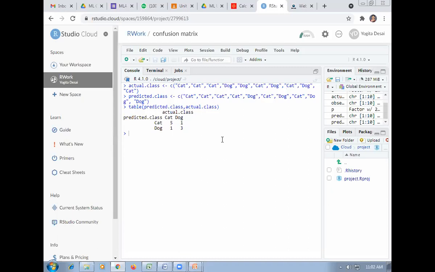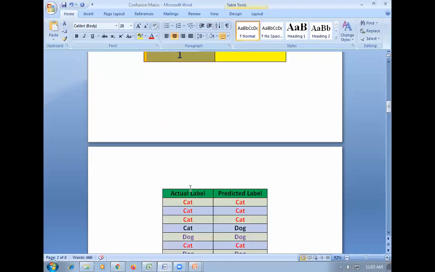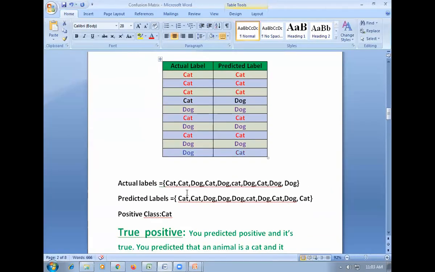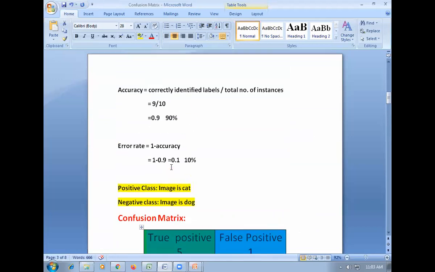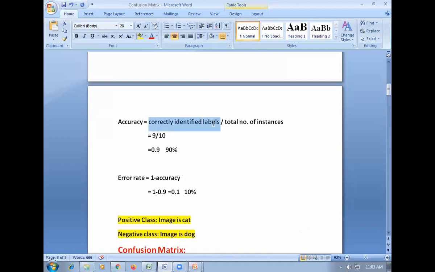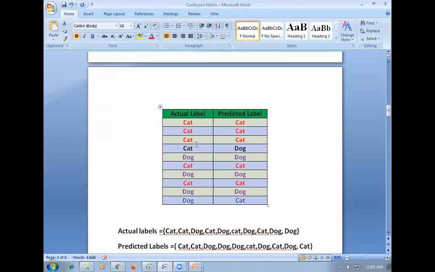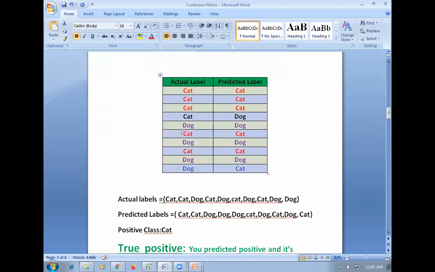Okay. Now, we have calculated the accuracy of our classification. हमने classification की accuracy find out की है ना? How did we find out the accuracy of classification? With the help of the correctly identified labels and the total number of instances.